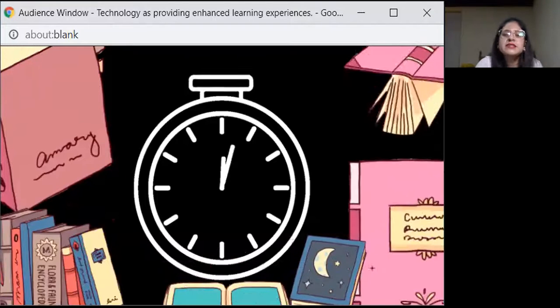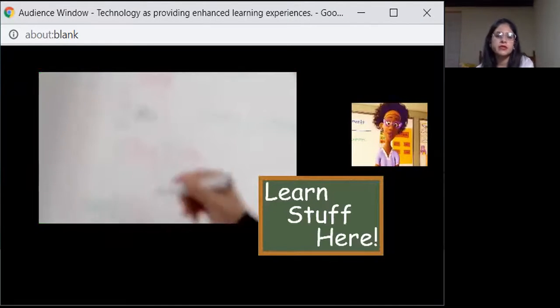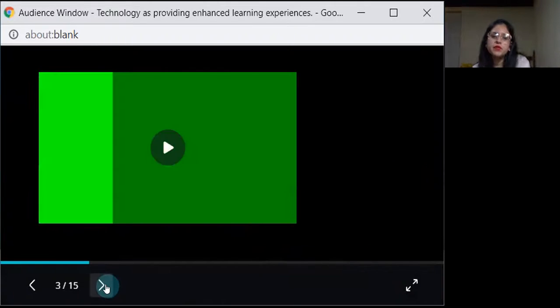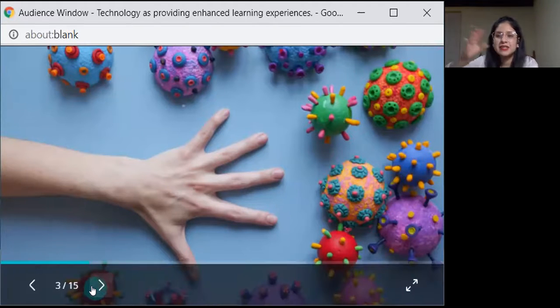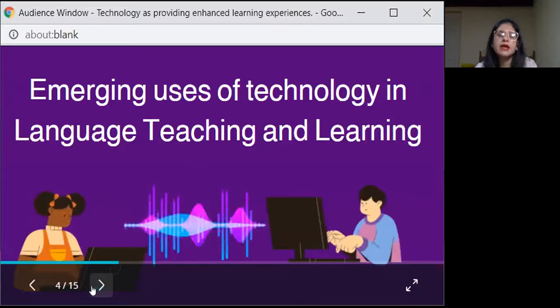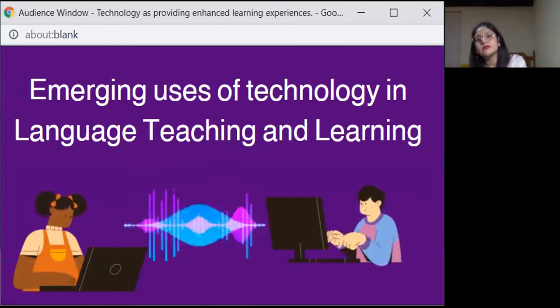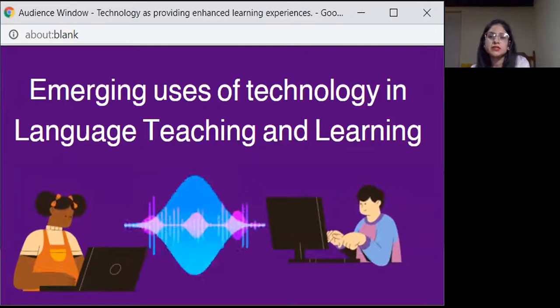In the past, teachers were used to teaching with the resources they had handy in their classrooms, such as whiteboards, chalkboards, and worksheets. As you know, through the passing of time, COVID-19 came, and this was something new for all. Education was changing in a radical way, right? And my topic was related to that. Why? Because this is something that we use daily: emerging uses of technology in language teaching and learning.